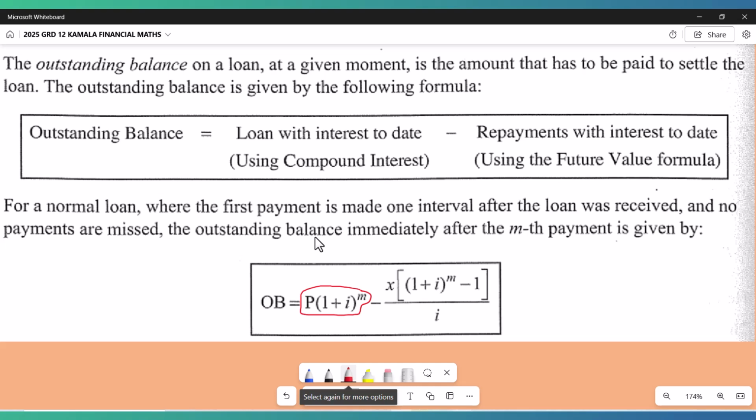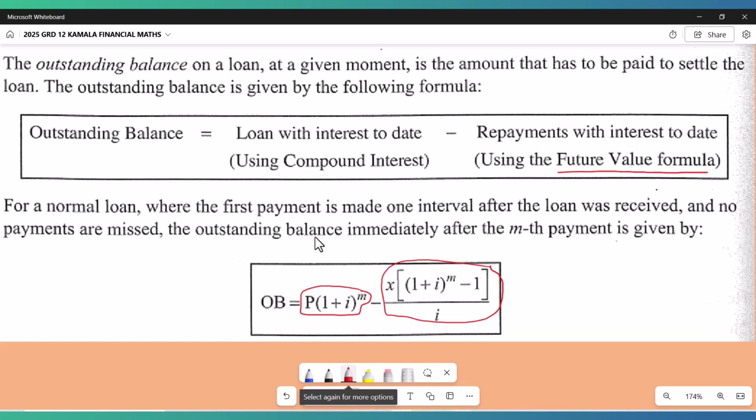Then minus repayments with the interest to date. That means the future value to be used, okay? And that's what we see here, the future value formula. So minus the future value. But note that in this particular case, we still have the same M. The M which is here should be the same M. That means the payments made here should be the same payments which we use in here. They must tally, okay?